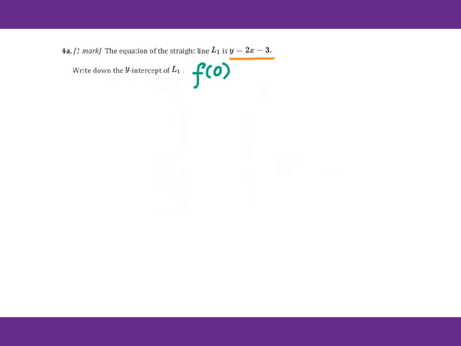f of 0, that is the y-intercept. So we plug 0 into this function. You will get 2 times 0 minus 3 equals negative 3. So the y-intercept will be negative 3. Write down the gradient of L1. This is a linear function. Gradient means slope. Therefore, the gradient of L1 equals 2.